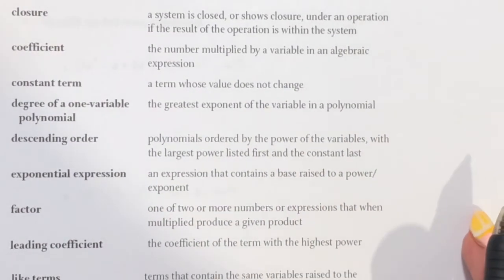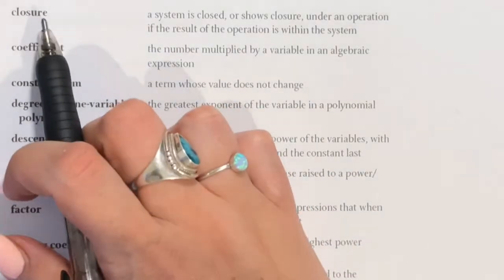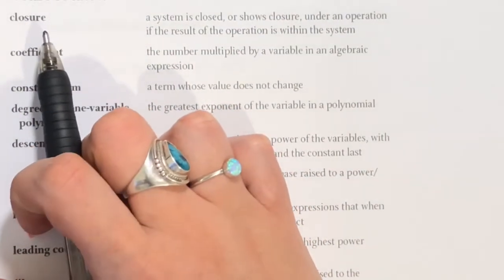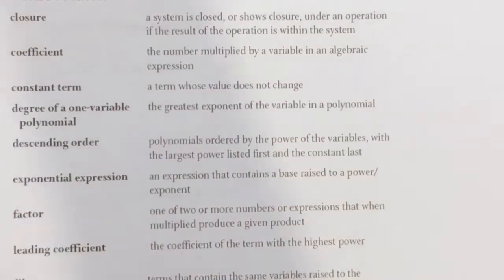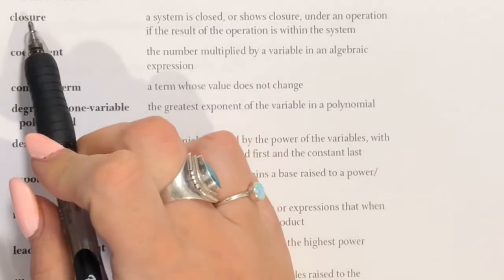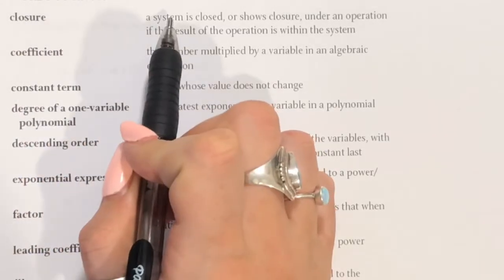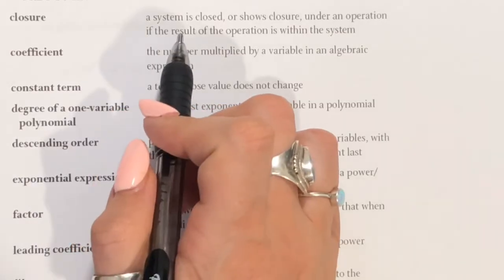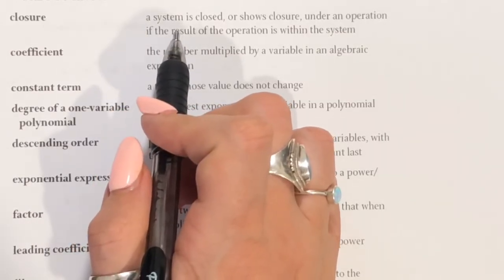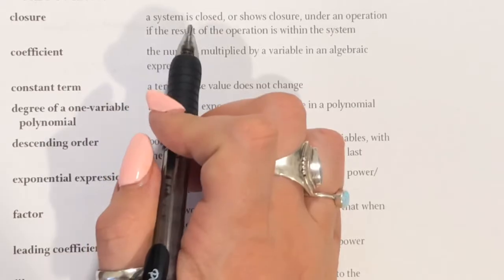So I have this list of vocab here. Words to know. The first one is closure. We don't talk about closure too much. You will see it pop up on the ACT and things like that, but for the most part you won't use it too much. But really what closure means is that if a system is closed or shows closure, that means that if you use a certain operation like addition, subtraction, multiplication, whatever you start with is what you get back.